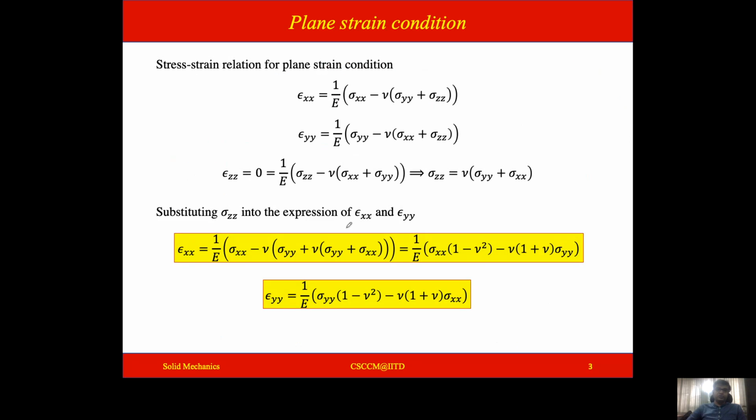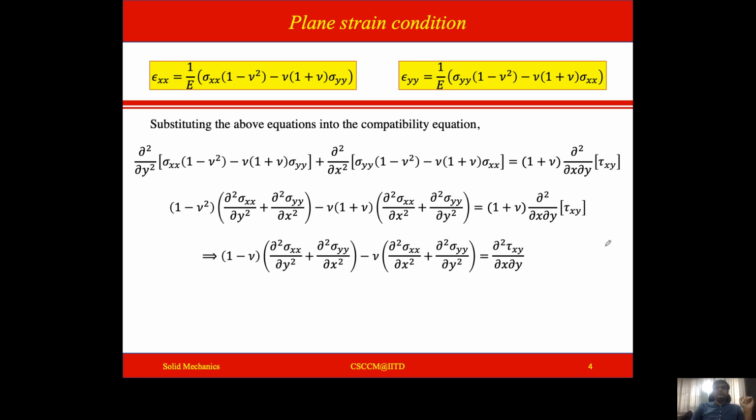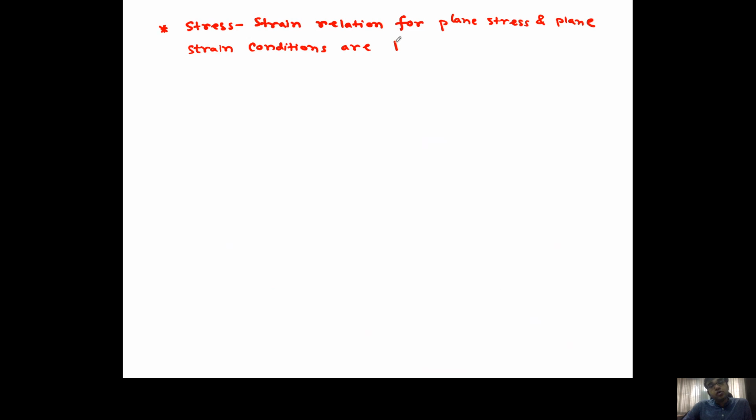So this is what I have already shown you. So anyways, the conclusion that we draw is that the stress strain relation for plane stress and plane strain conditions are not similar, are not the same. So that is the conclusion we draw.